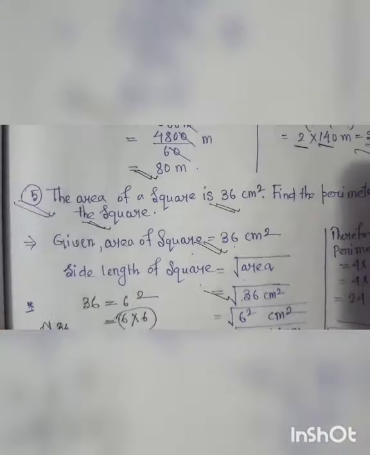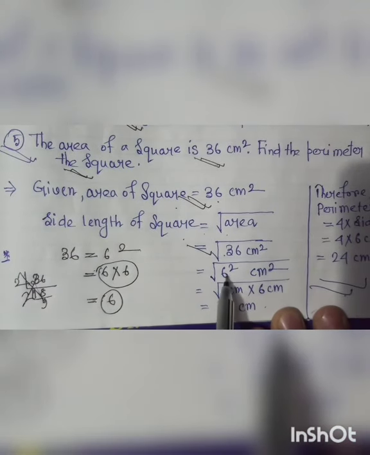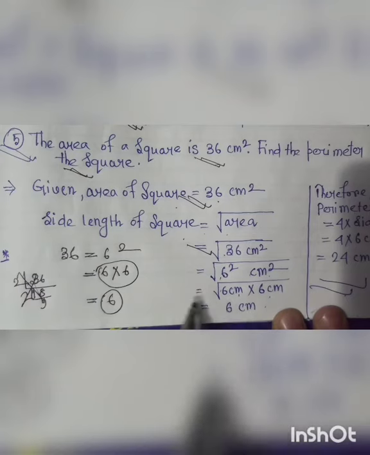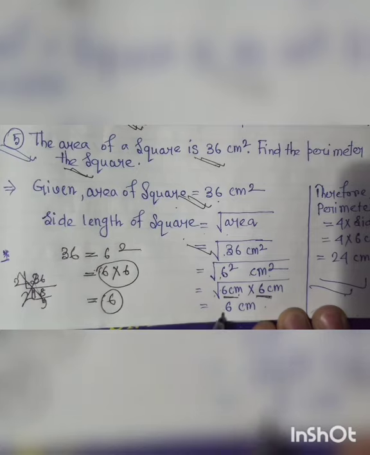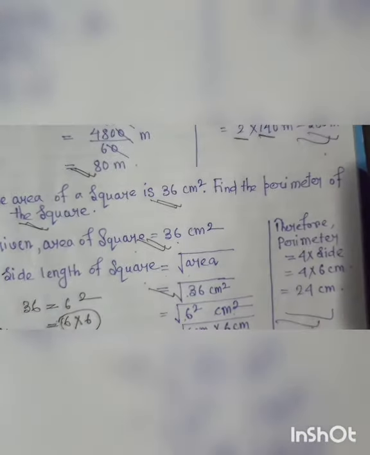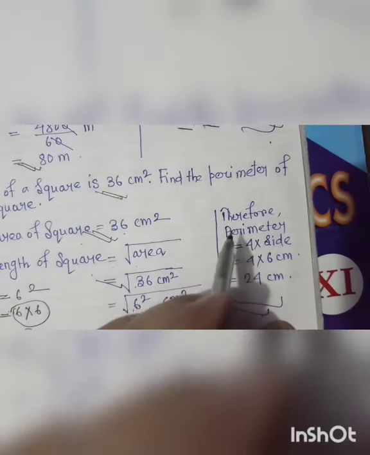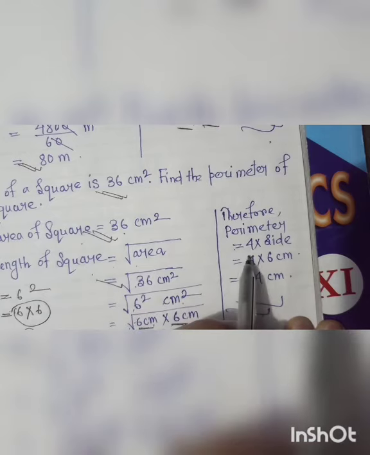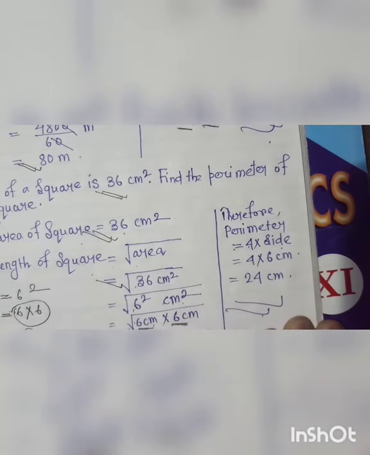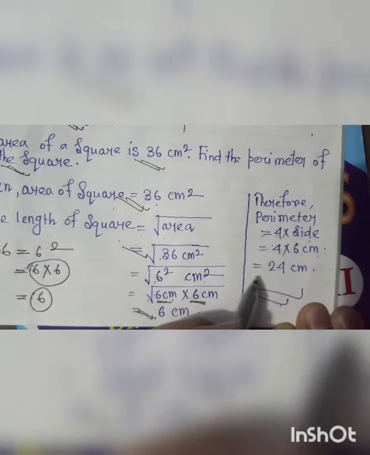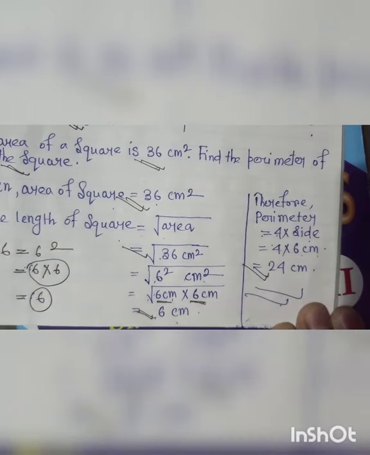So here 6 square into cm square, that means 6 cm into 6 cm. So 2 pairs are there. So if you do square root, you will get 1 only, 6 cm. So the side length of the square is 6 centimeter. Therefore perimeter of the square, that means 4 into side length, that is 4 into 6 centimeter. Then if you multiply, you will get 24 centimeter.